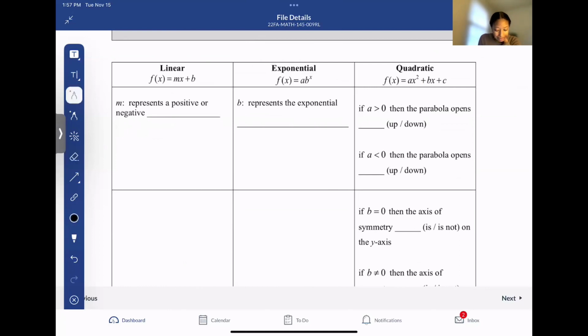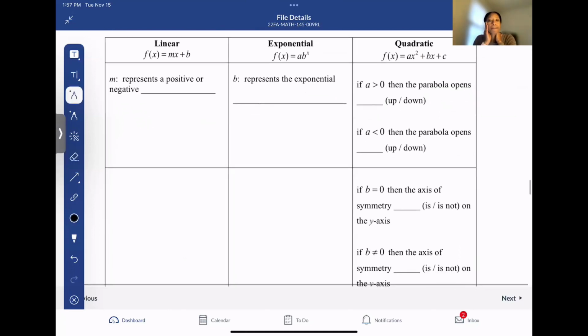All right, also in this next part, we are given a table where we have a linear function, f of x equals mx plus b, an exponential function, f of x equals a times b to the x, and a quadratic function, f of x equals ax squared plus bx plus c. In all of these, the letter b represents something different. So we want to pay attention to what these coefficients represent. For linear functions, what was m, what was b? For exponential, what's a, what's b? And for quadratic, what are a, b, and c?